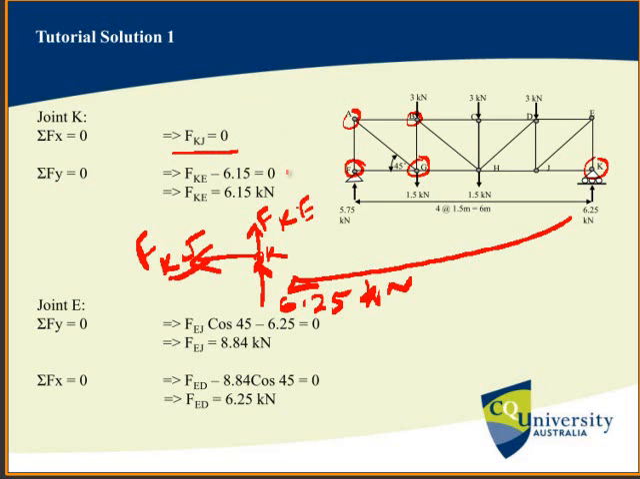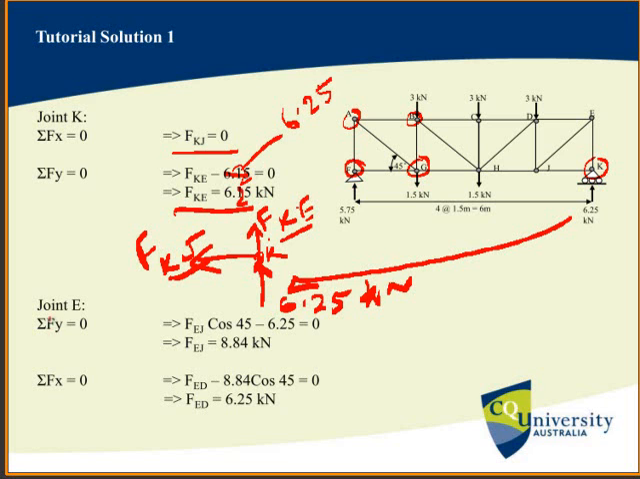And next, if we consider the vertical forces, sum of y equal to 0, in that case we have to consider the force FKE and the direct force 6.25 kilonewton. So after calculating, FKE will be 6.25. Okay, it would be 6.25. This would be 6.25.